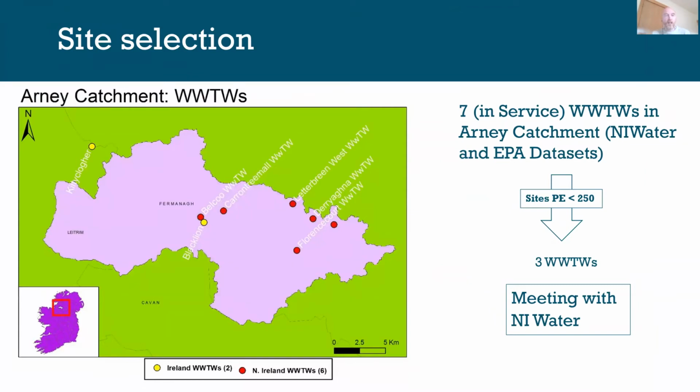In terms of the Arnie catchment, there are 7 in-service wastewater treatment works in that catchment. Of those, 3 have a population equivalent of less than 250 people. But following consultation with our colleagues in Northern Ireland Water, we determined that none of these were in need of remediation. So essentially what we have now is 2 sites up and running.